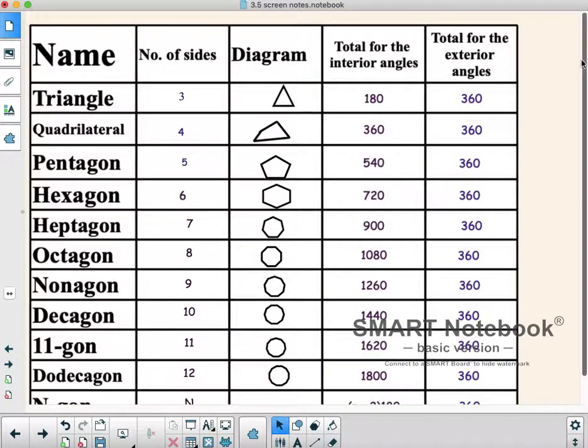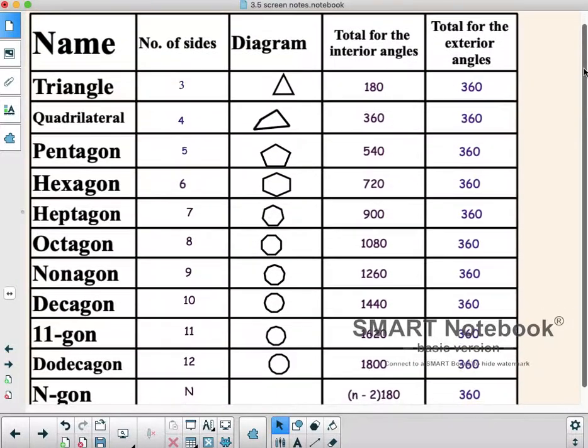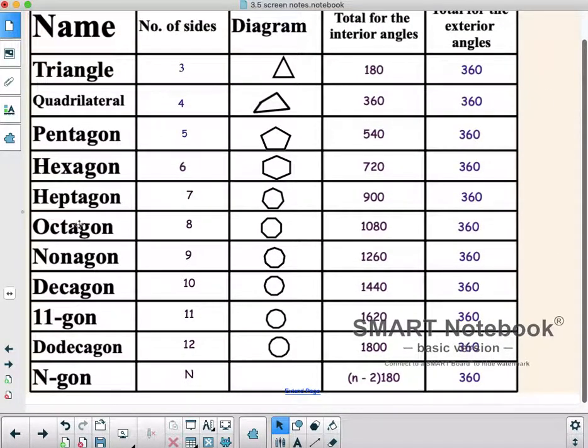This chart shows the degrees of the angles that are inside and outside of a polygon. It also gives you your appropriate names for everything through a 12-sided figure. A 12-sided figure would be a dodecagon. Anything bigger than 12, and you just put the number of sides in for n. So for example, if it had 26 sides, it would be a 26-gon. N stands for the number of sides.